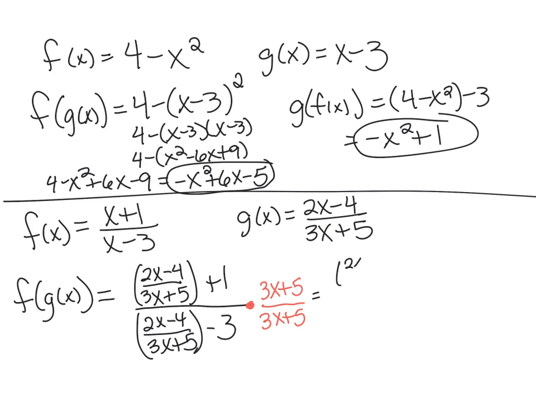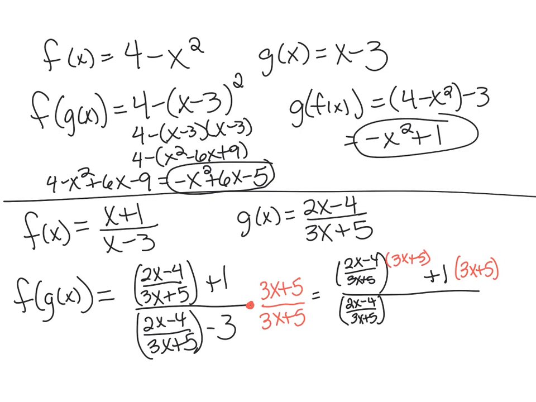So we're going to have 2x minus 4 over 3x plus 5 being multiplied by 3x plus 5, which is over 1. Then I have plus 1, which is being multiplied by 3x plus 5. All I did is distribute. Do the same thing on the bottom. 2x minus 4 over 3x plus 5 multiplied by 3x plus 5. Then we have minus 3 times 3x plus 5.